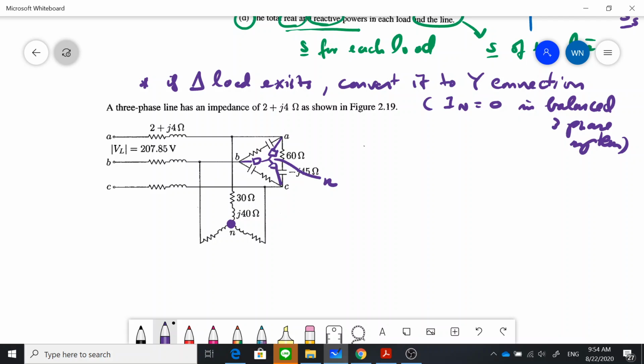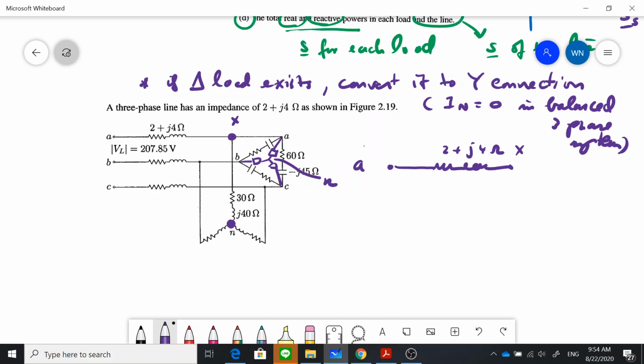So if you redraw this picture in one phase, let's take phase A as an example, because the problem says that you need to compute the voltage with respect to phase A. I draw phase A here, and this is the source of phase A, and this is the impedance of the line, 2 plus j4 ohms. Now you see this is the point here, a point X over here. This is X.